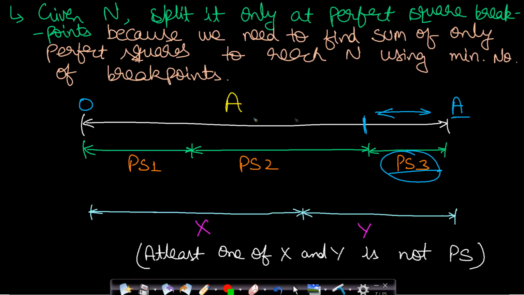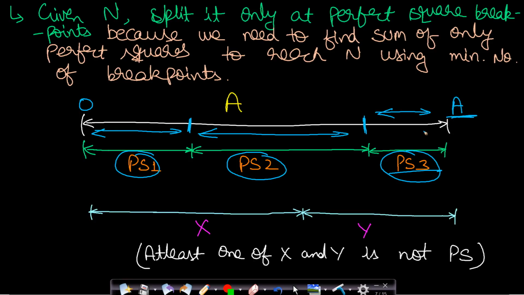Now let us say the next point where we can break is this point. Then this value as well should be a perfect square. So this PS2 should also be a perfect square, and if you break like this, then PS1 should also be a perfect square. Only then can you add these three values and get this value a. This number line starts from 0 because we are dealing only with positive numbers. So in the second example you can see that you cannot just break at any point.